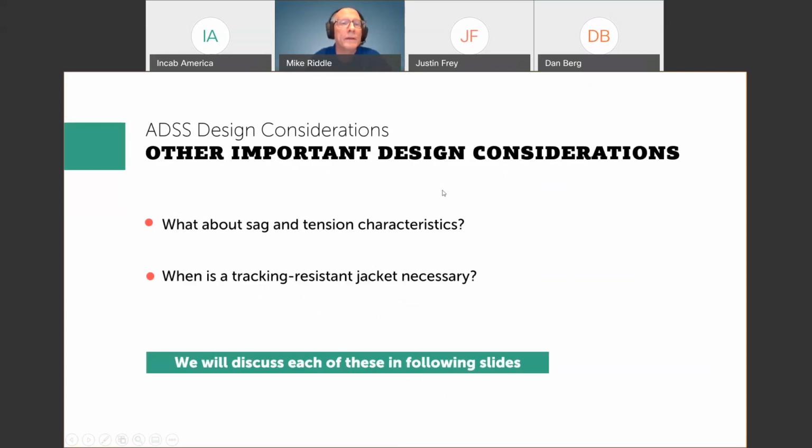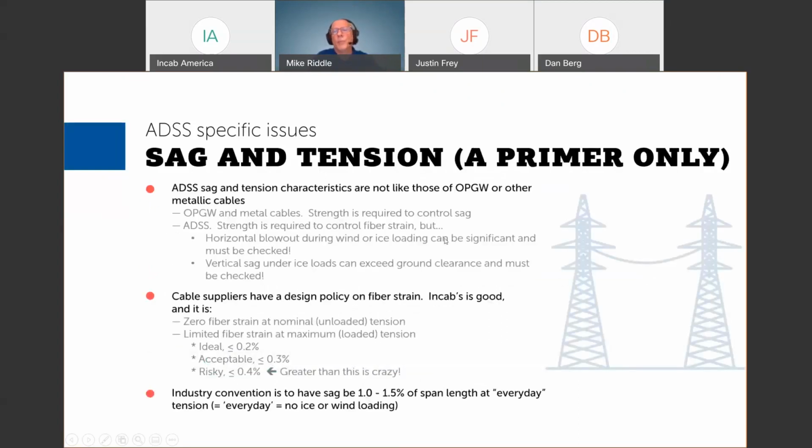So that lets us move on to other important design considerations. What about those sag and tension characteristics? And when do I need a tracking resistant jacket? Sag and tension, this is just a primer only. I will later do a detailed presentation just on doing sag and tension calculations.